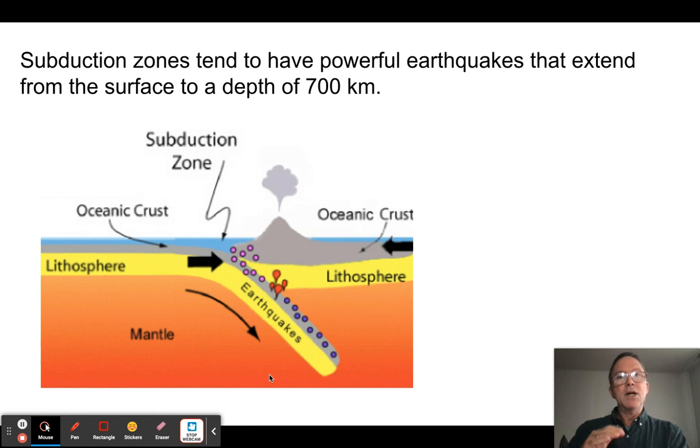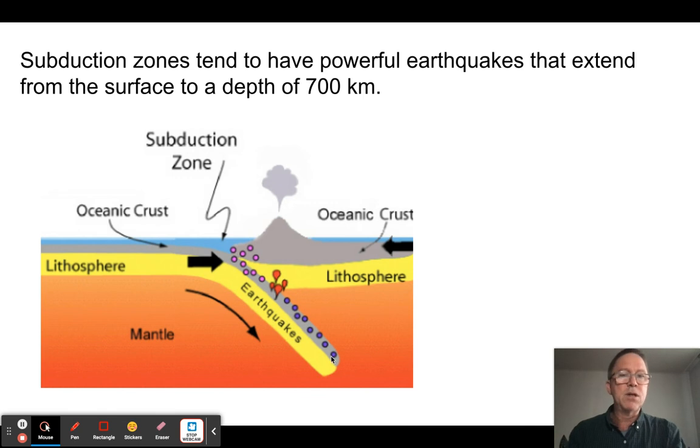Now, what we associate with these is instead of just shallow earthquakes that are very gentle, like we get at divergent boundaries at spreading centers, here we get something very different because this is being crammed up against this. So we're pushing them together and we get very powerful earthquakes. The most powerful earthquakes in the world happen at these subduction zones, and they start at the surface, and they work their way all the way down to a depth of about 700 kilometers.